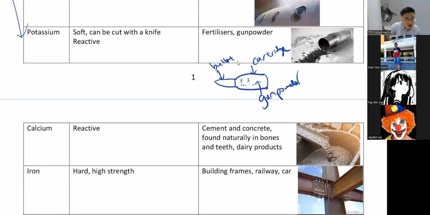That's why a pistol cannot shoot very far, because a pistol bullet is this small, right? Whereas your sniper bullet is this long. That's why they can fly very far, right? Because they have a lot of gunpowder.